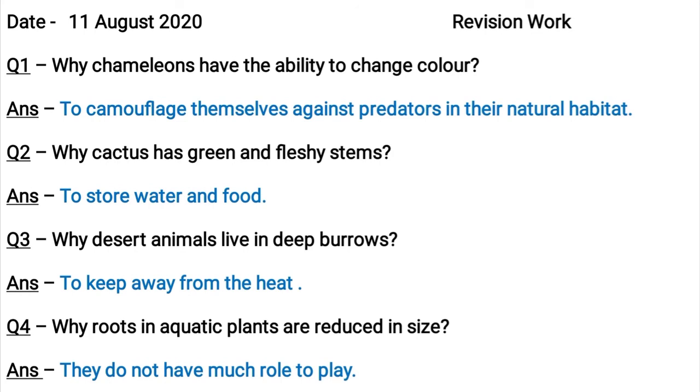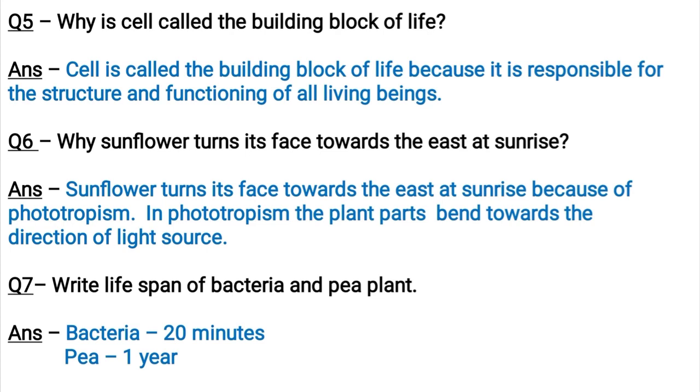Fourth is, why roots in aquatic plants are reduced in size? So they do not have much role to play. Next is, why is cell called the building block of life? So answer is, cell is called the building block of life because it is responsible for the structure and functioning of all living beings. Question 6 is, why sunflower turns its face towards the east at sunrise?